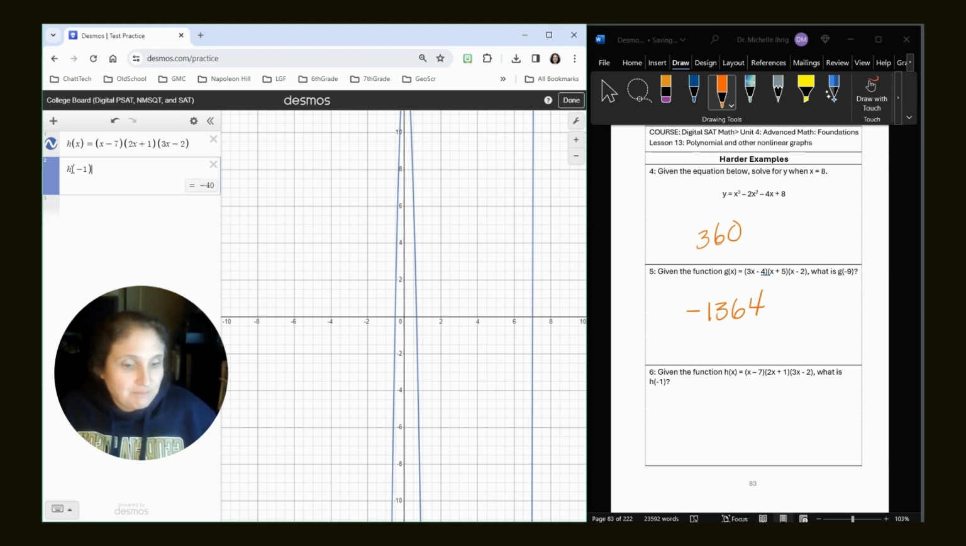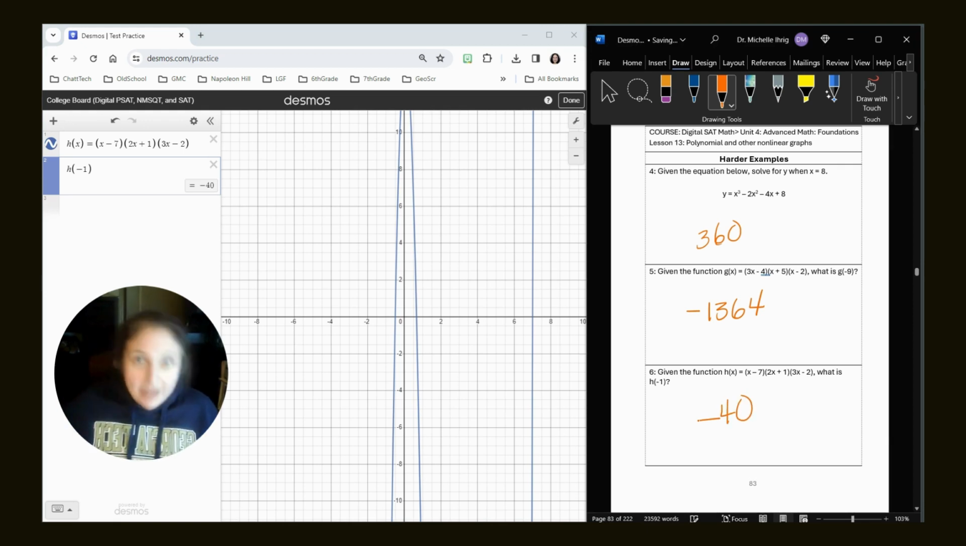Negative 40. All right, before you go celebrate and have some pizza, head back over to Khan Academy, Unit 4, Lesson 13. Make sure you do those practice questions using the tips and tricks I just showed you, which aren't even tips and tricks, just using the Desmos calculator. Also, make sure that you take the quizzes and the tests so that you can update Khan's AI and really know if there are any videos you need to revisit.